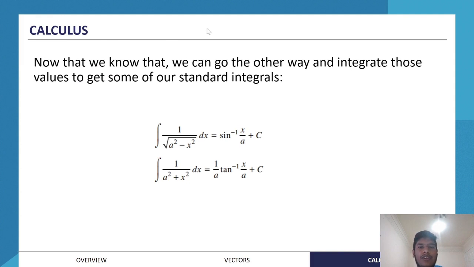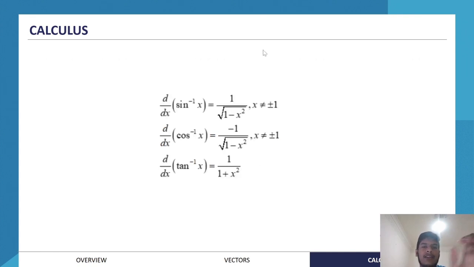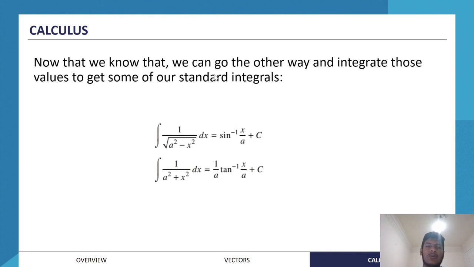Now that we know that, we can go the other way and integrate those values to get some of our standard integrals. Because we know that when we integrate, it's the opposite of differentiating, and differentiating is the opposite of integrating. So if we're not given this sine inverse of x, cos inverse of x thing, we're just given this 1 over the square root of 1 minus x squared thing, and we're asked to integrate it. Well, what's the function that we get when we differentiate sine inverse of x? Well, it's 1 over square root of 1 minus x squared. So the integral of that has to be equal to the sine inverse of x. So we can go the other way.